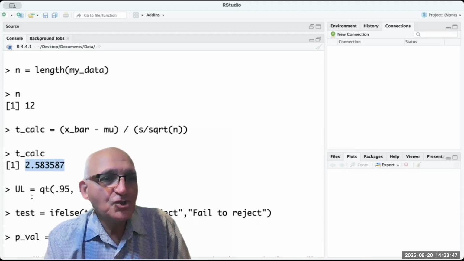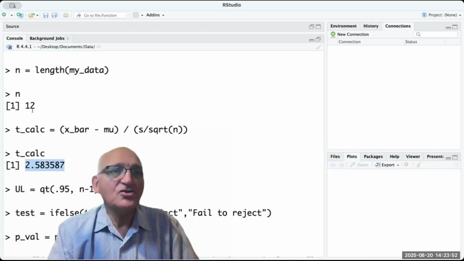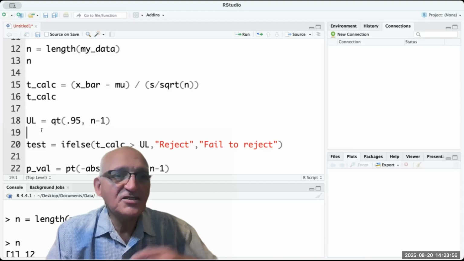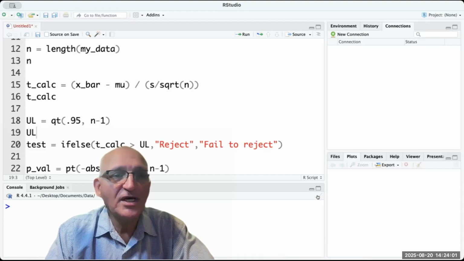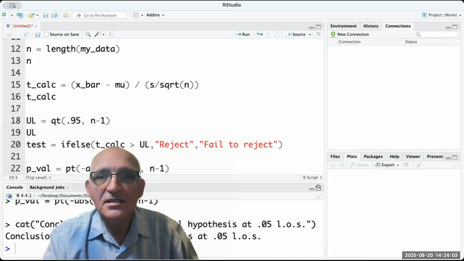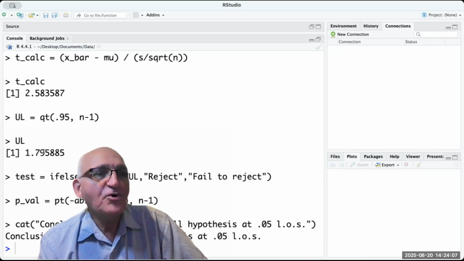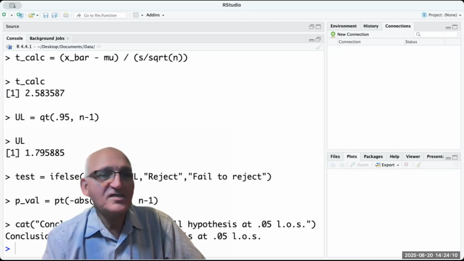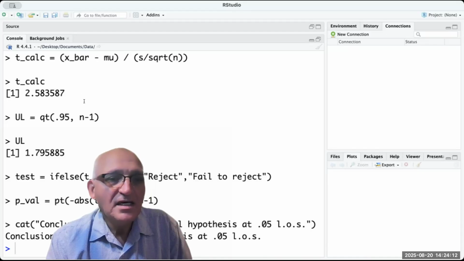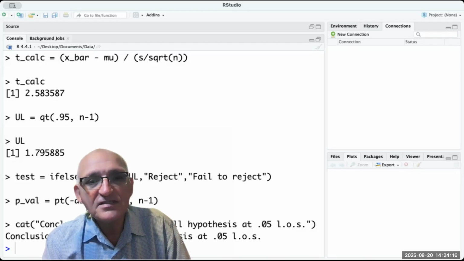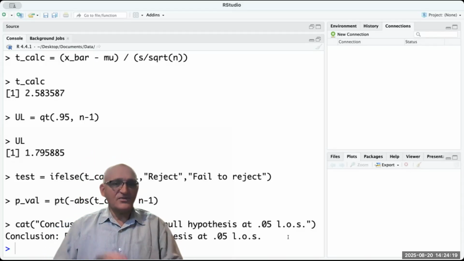I didn't show the upper limit. I could have printed the upper limit to check it versus that. So again, we could have done that. Let's say after we calculated this, we can type or show on the screen so we know the answer right away without running. See, the upper limit is 1.8, but the t-calc is 2.6, so definitely I would reject. And sure enough, the conclusion I got: reject the null hypothesis at the 0.05 level of significance.